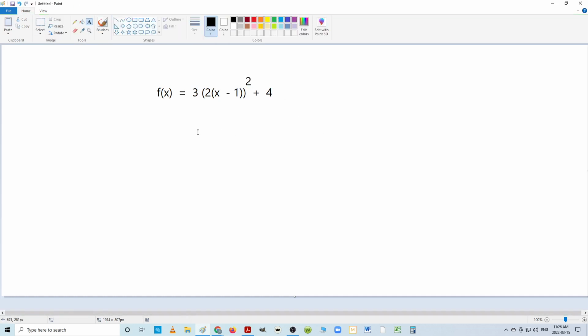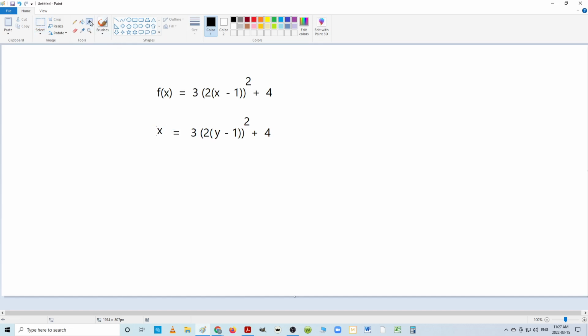Now your first step will be to replace the f of x with a y, like that. And your next step will be to swap: wherever you see an x, put in a y, and wherever you see the y, put in an x. Let's just do this here. So wherever I see the x, I'm going to put in a y. So I'm going to switch this over there, and I'm going to switch this over there. And now the whole point is to isolate this y.